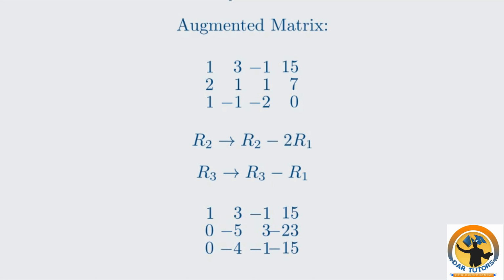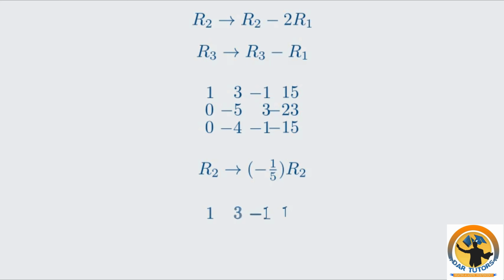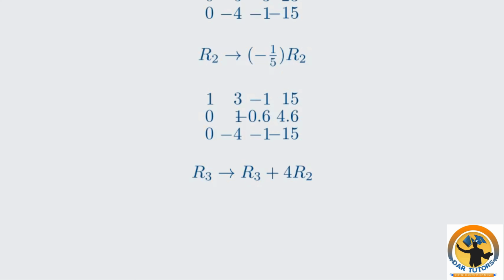Next, we want to make the second element in the second row a 1. We can achieve this by multiplying the second row by negative 1/5. This gives us row 1 is unchanged, row 2 is 0, 1, minus 3/5, 23/5, and row 3 is unchanged. Finally, we make the second element in the third row 0. We can do this by adding 4 times the new second row to the third row. This results in our row echelon form. Row 1 is unchanged, row 2 is unchanged, and row 3 is 0, 0, minus 17, 17.